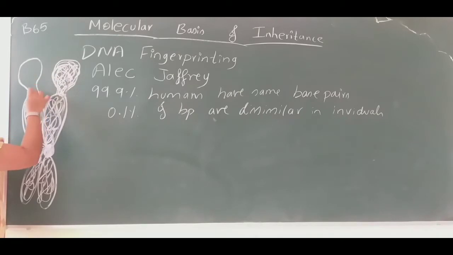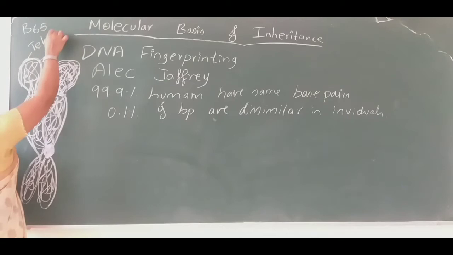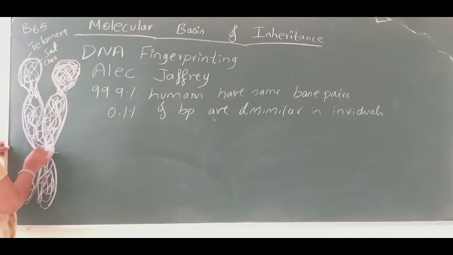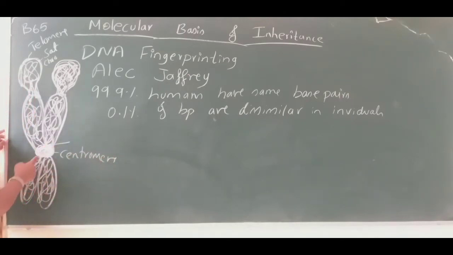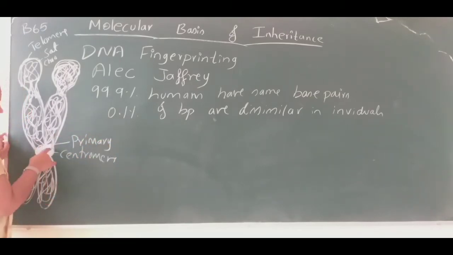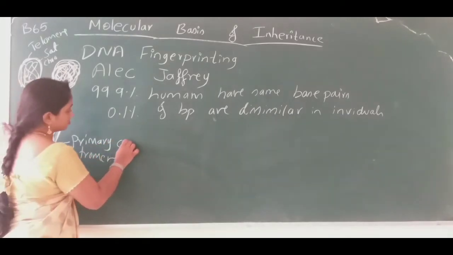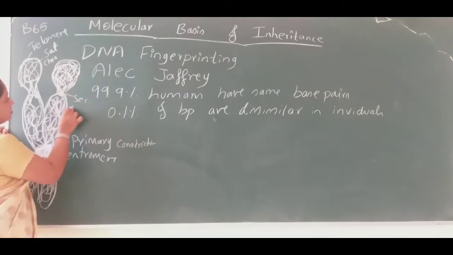Here it will have the satellite chromosome. What is that satellite chromosome? Consider this is one satellite, and this is a telomere, and this is the centromere. This is the constriction which is present between the centromere and the chromatid. This is the first constriction, that's why we label this as the primary constriction, and this will be the secondary constriction.